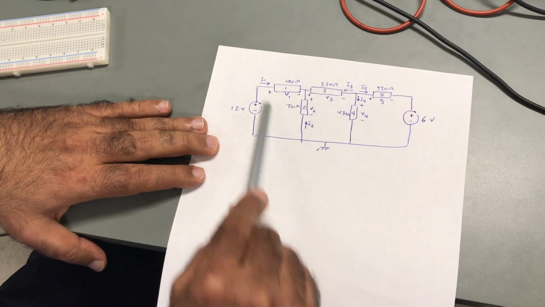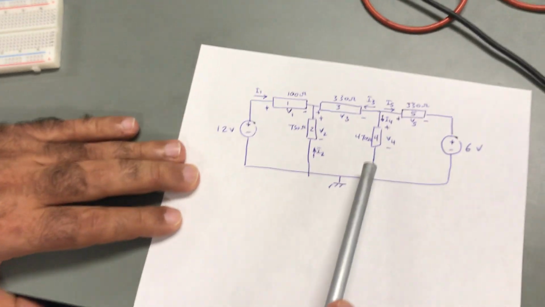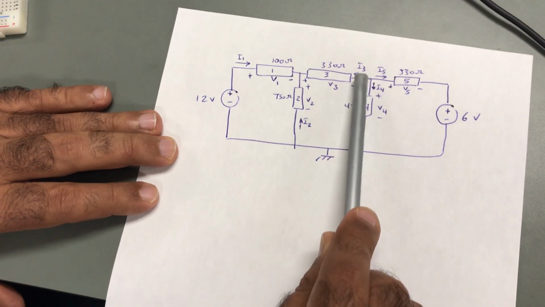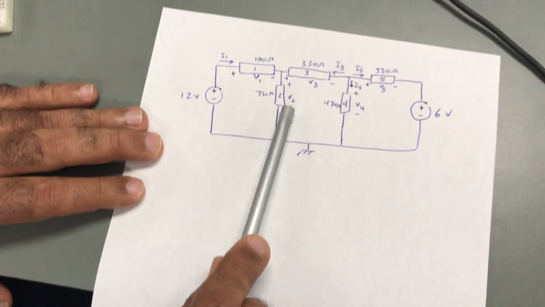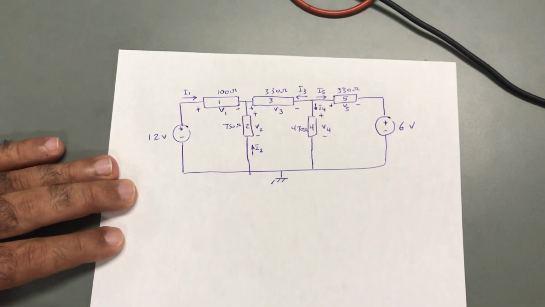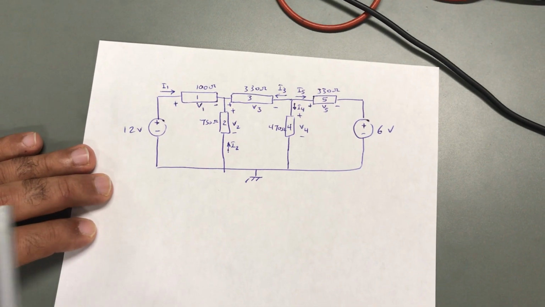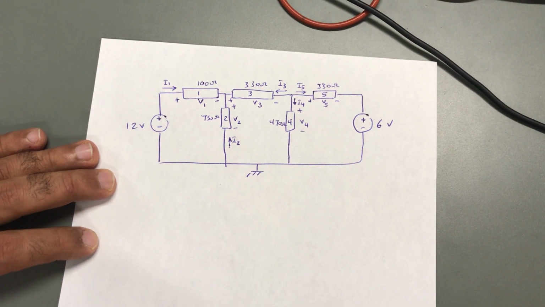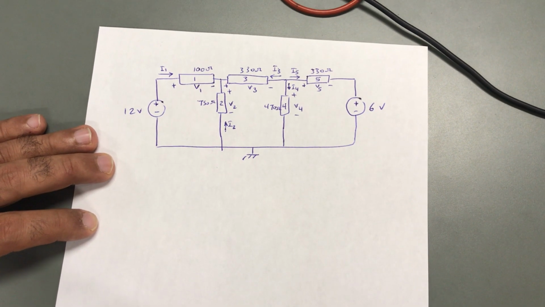We will connect these resistors in that configuration and then we will measure I1, I2, I3, I4, I5, and V1, V2, V3, V4, V5. What is needed is that I would like to validate what we have already studied before in Kirchhoff's current law and Kirchhoff's voltage law.